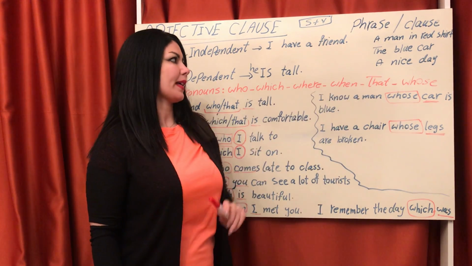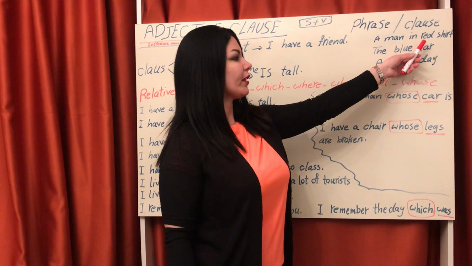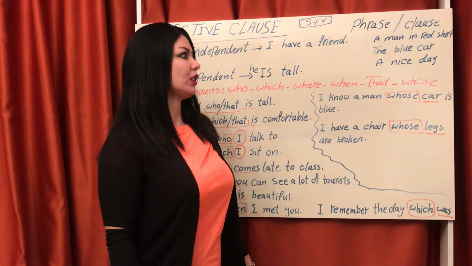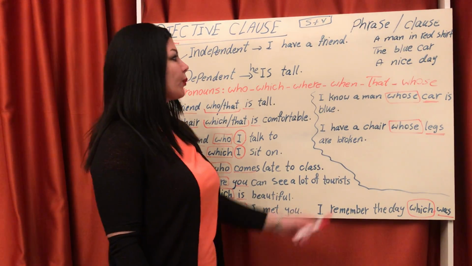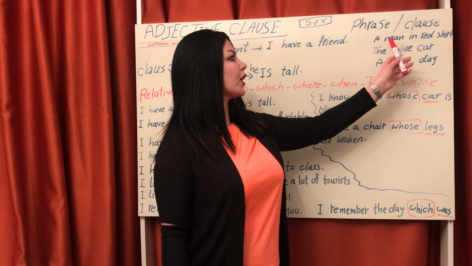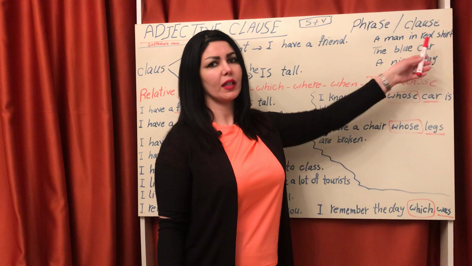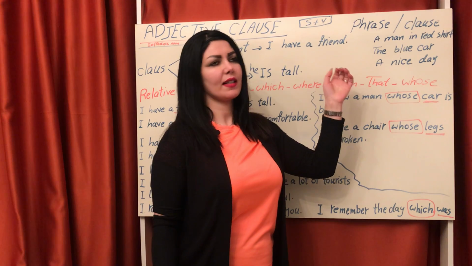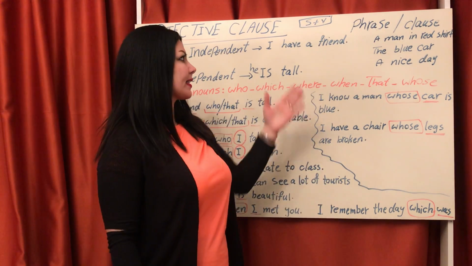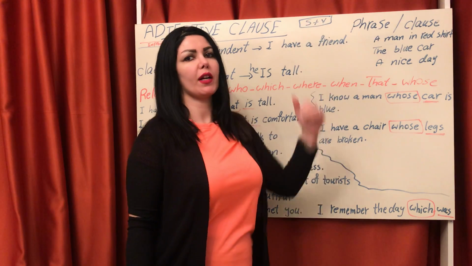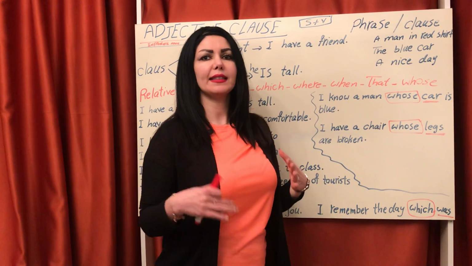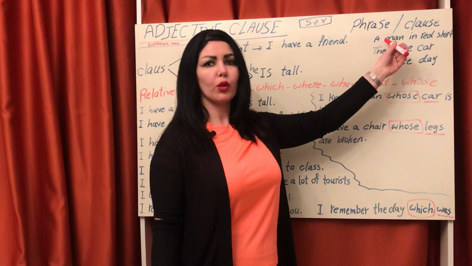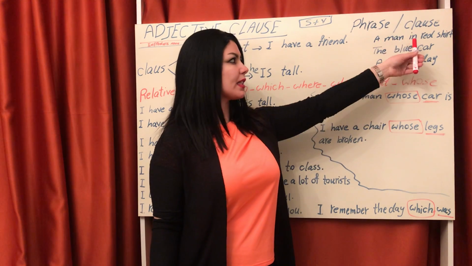Look at this example. A man in red shirt. This is not a sentence. Why? Because here we have just a noun and an adjective. We don't have any verb. So this is not a sentence. I told you before, a sentence is subject plus verb. If we have a subject and then a verb, we make a sentence. But here we don't have any verb, so this is not a sentence.